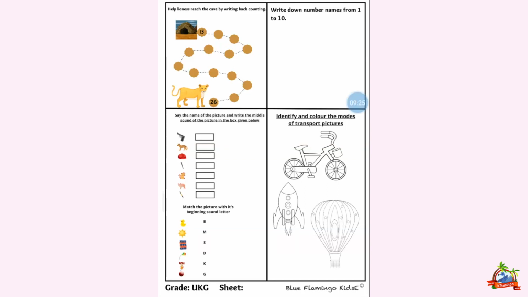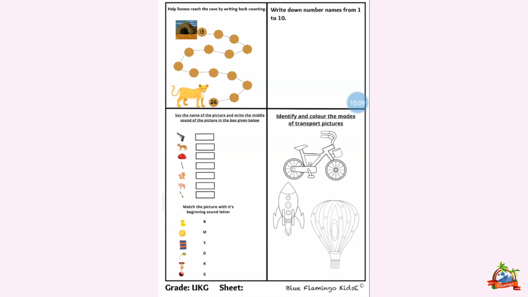Like the first picture is of gun. GUN. बीच में क्या आया? U. So we will write U. Next is fox. FOX. Fox. So we will write O. O is in middle. The middle letter will be O. Third is cap. CAP. Cap. So the middle letter will be A. Understood? In this way, we will write the middle sound of the picture in the box.